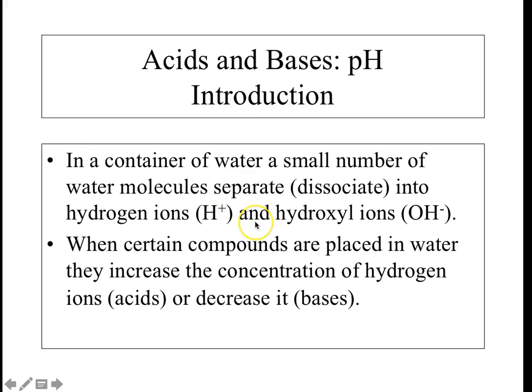And we know that if you have it be less than 7, it's acid, and more than 7, it's alkaline or basic. And I'm not getting too much into all of this. But in a container of water, a small number of water molecules separate, it's called dissociate, into a hydrogen plus and a hydroxide ion, OH minus. When certain compounds are placed in the water, they can either be acidic with a lot of positive hydrogen ions, or they can be alkaline where they have less.